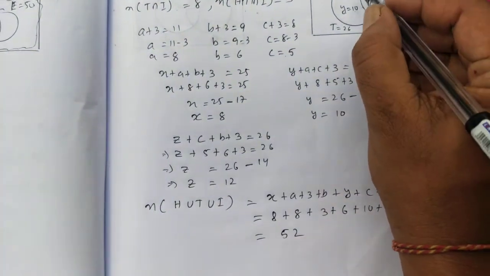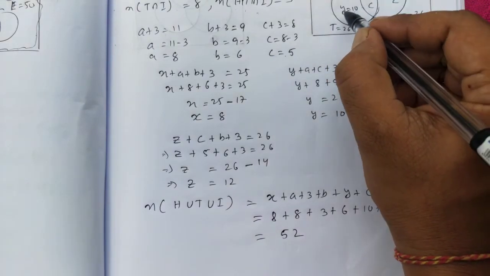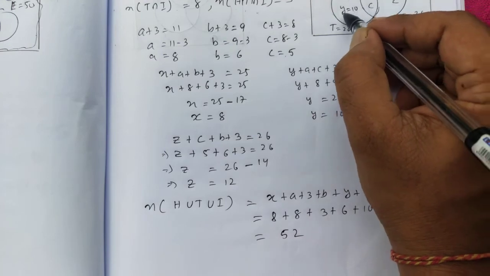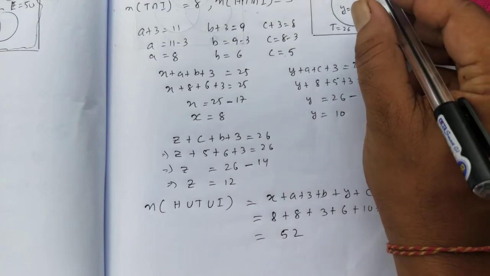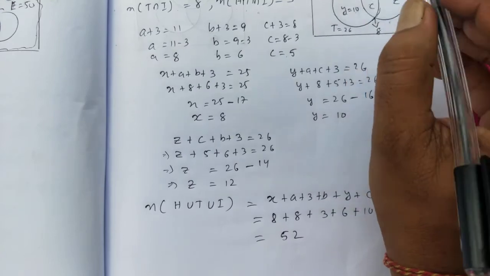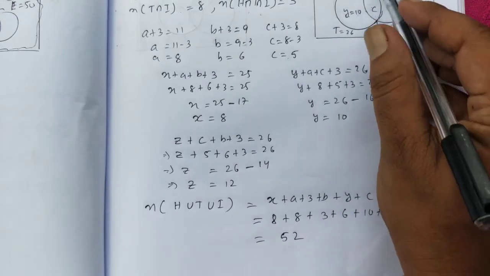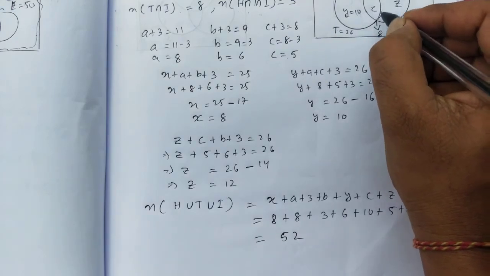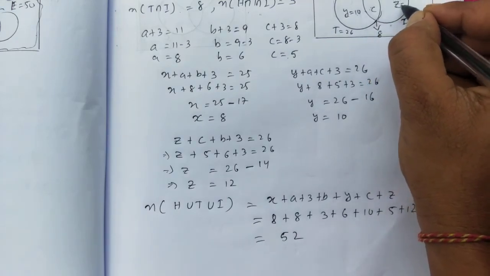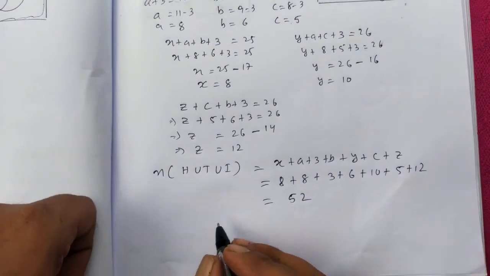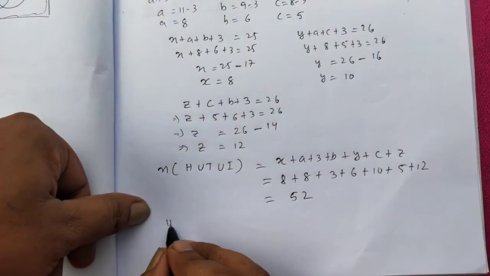So exactly one newspaper: in this circle, Y is reading only T. Y is not reading the other two, okay? Similarly, X is reading only H, not reading the other parts. These are common parts. Common part means reading both. Z is reading only I, not the other parts, okay? And Z we got 12. So you have to add X, Y, Z, okay? Question number 2.